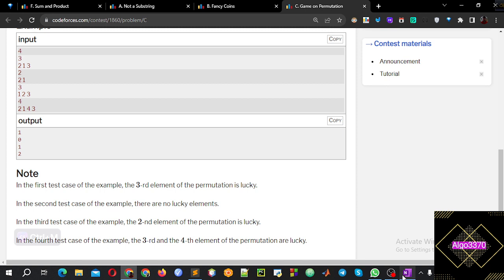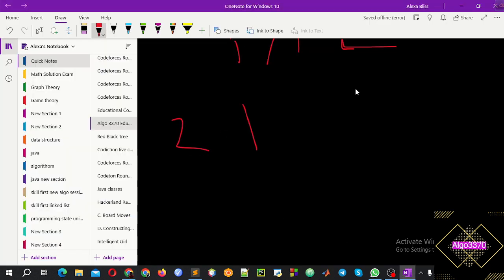2 1 4 and 3. This is a permutation. Let's take 5, to explain it more clearly. At the first turn Alice will place the chip on the 5.